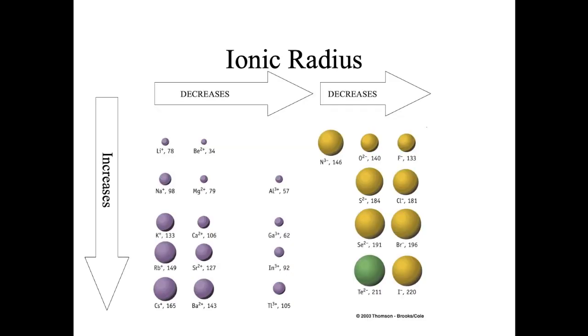Ionic radius tends to decrease as you move across a period and increase as you go down a group. But you will see that there's a little jump in the ionic radius somewhere around group 13 or so. And we'll talk about why that is.